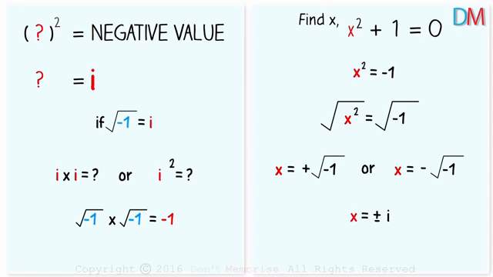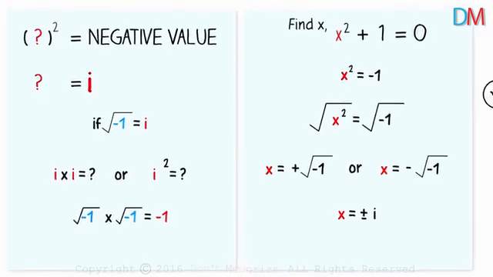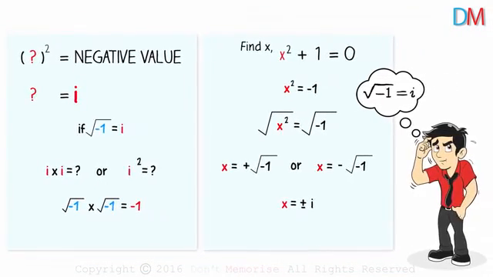So what we learned in school wasn't incorrect. This equation has no real roots. Yes, it has imaginary roots. That's the concept of imaginary numbers for you. But wait, we understood the concept of square root of negative 1. What if the number is square root of negative 7 or square root of negative 9? That's what we will cover in the next video.